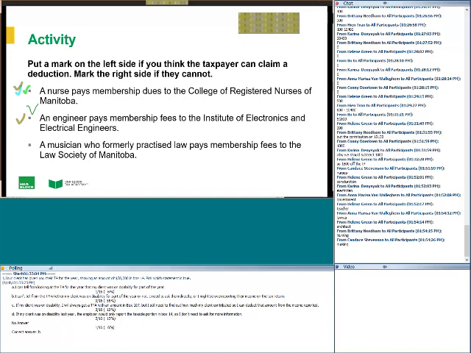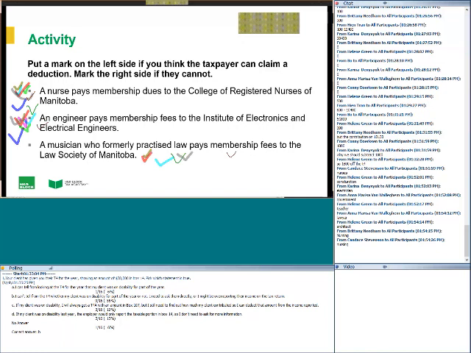Can they do it? It's a nurse paying membership dues to the College of Registered Nurses, an engineer paying membership fees to the IEEE, Institute of Electrical and Electronics Engineers, and a musician who used to practice law, pays membership fees to the Law Society of Manitoba, but they're not currently working as a lawyer.